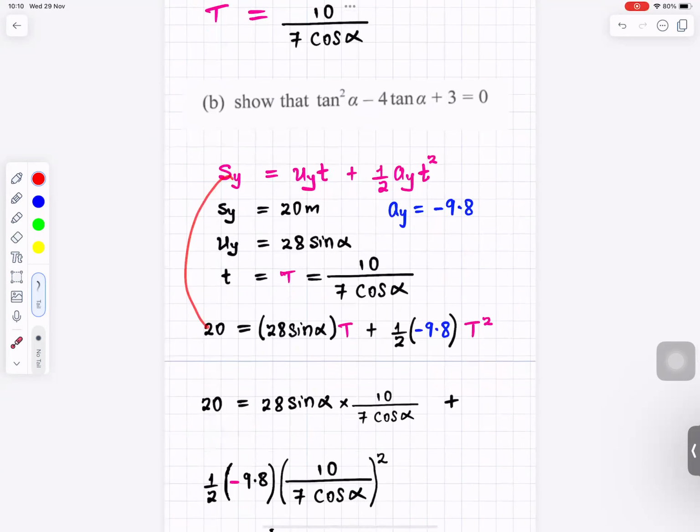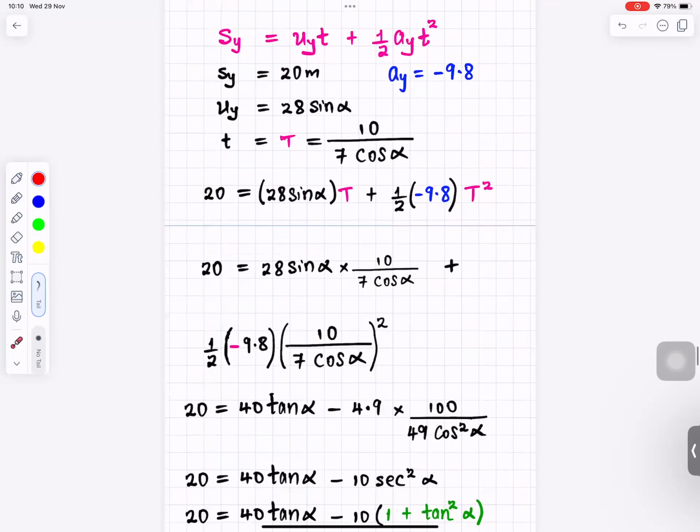So SY is 20, UY is 28 sine alpha. The T is the capital T. The half stays the same. Acceleration is minus 9.8. And then we put the T squared. But we know T is 10 over 7 cos alpha. So we substitute that in to get 10 over 7 cos alpha, and 10 over 7 cos alpha squared. So we substitute for T and for T squared.